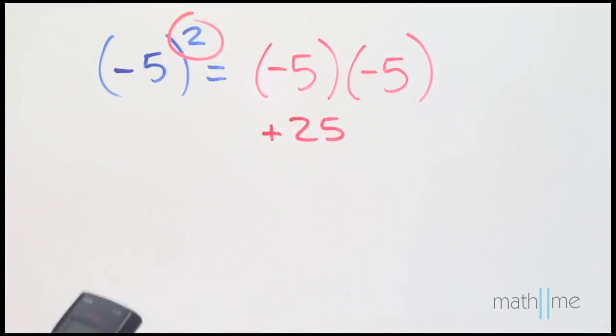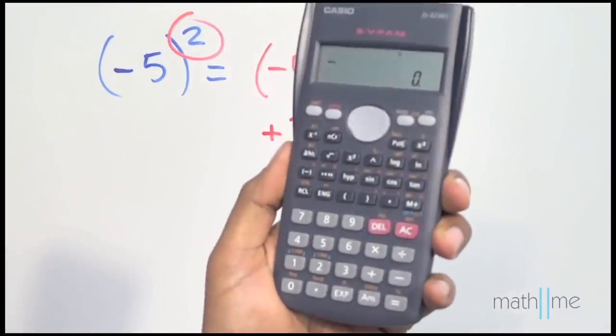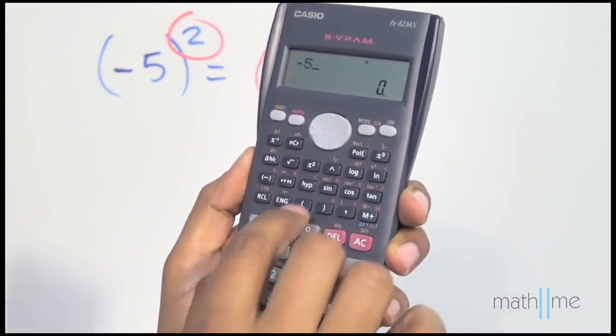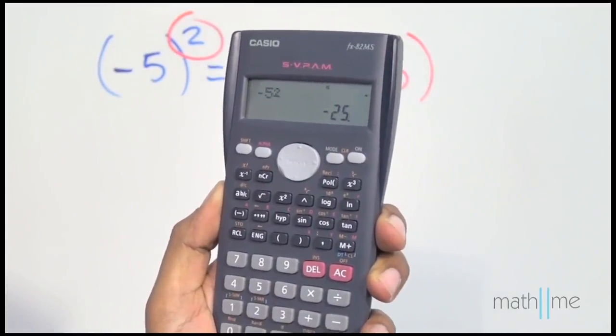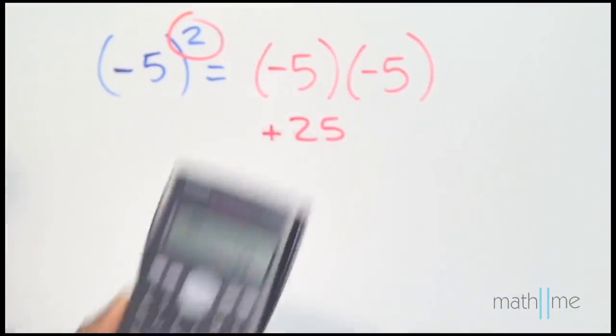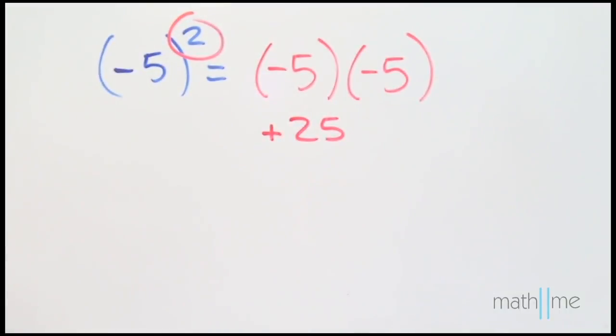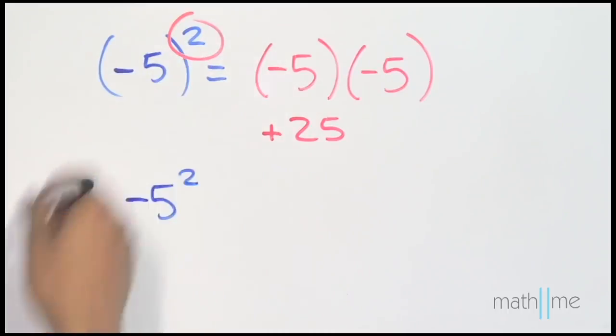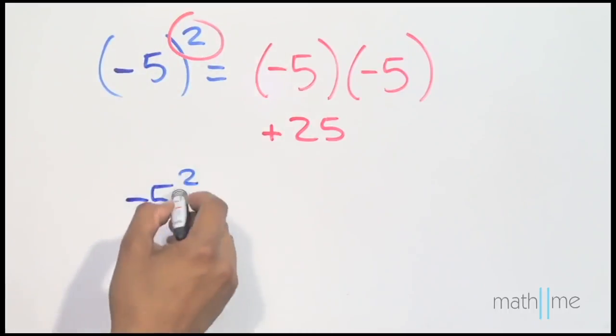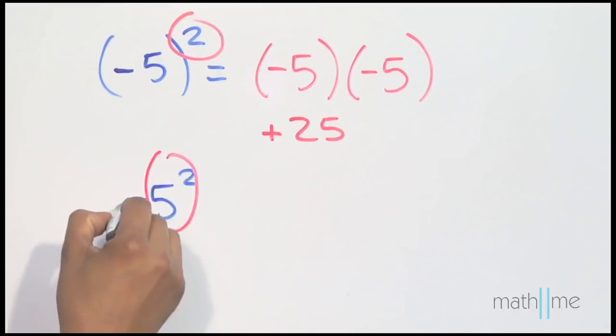However, if we want to enter this operation in my calculator, a common mistake would be to enter exactly minus 5 raised to the second power, getting minus 25 as the result. And this is not what we got before. So where is the mistake? The problem when you work with powers in the calculator is that you enter minus 5 squared, which is not the same operation that we want to solve.